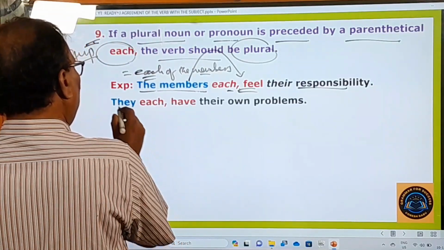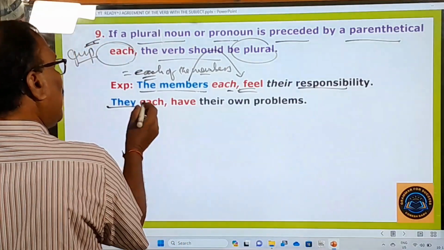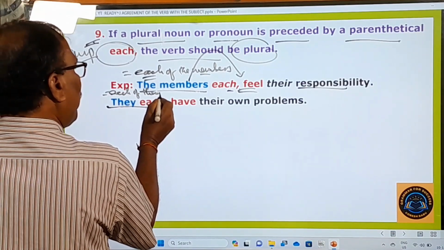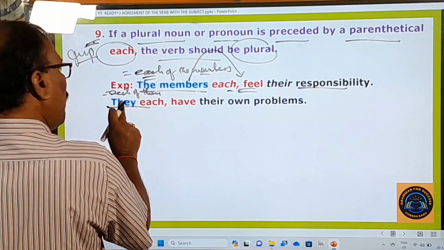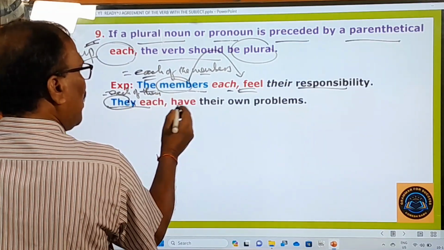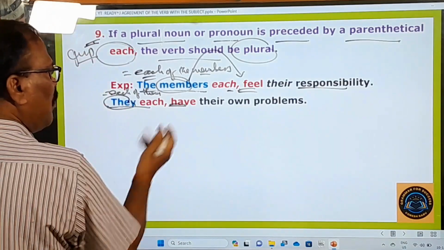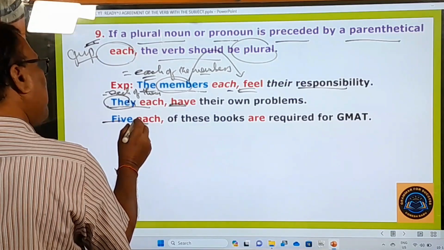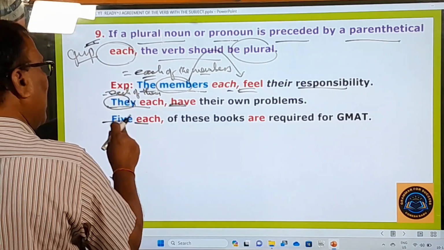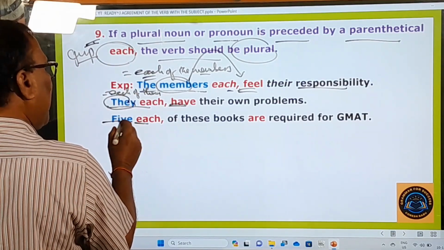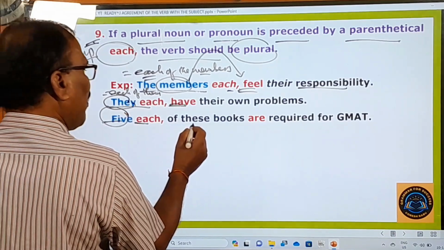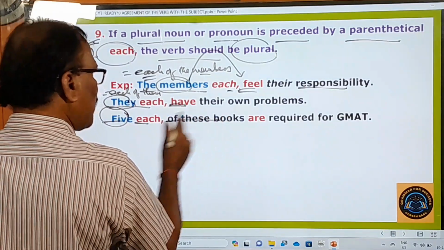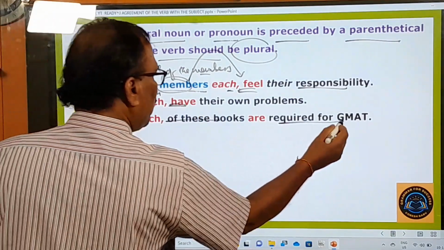And you go to the next one. They, each. That means each of them. That is the meaning I am giving you. "They" is a plural subject. "The members" is a plural subject. Therefore, we use only the plural verb, plural helping verb. Five each means each of the five persons. "Five" is a plural word, and therefore, five each of these books are required for GMAT.